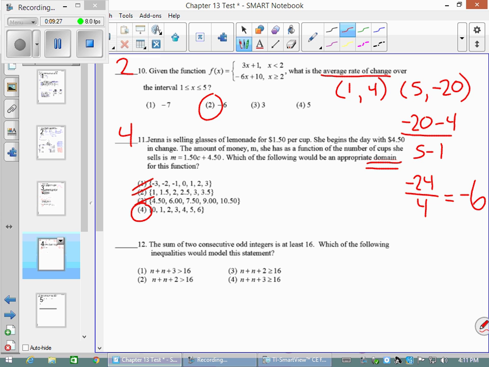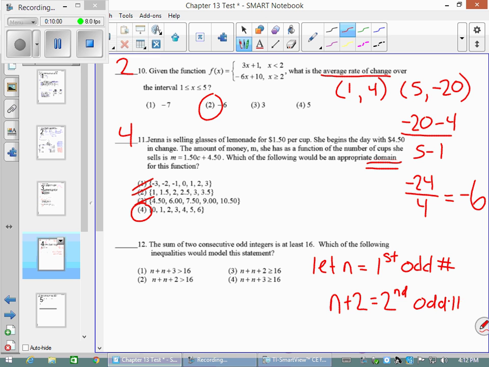For number 12, they want to know the sum of 2 consecutive odd integers is at least 16. Which of the following inequalities would model this statement? So for this one, if we had let n equal our first odd number, if we wanted to get to our second odd number, n plus 2 would equal our second consecutive odd number.